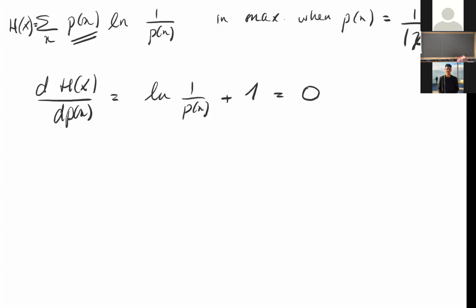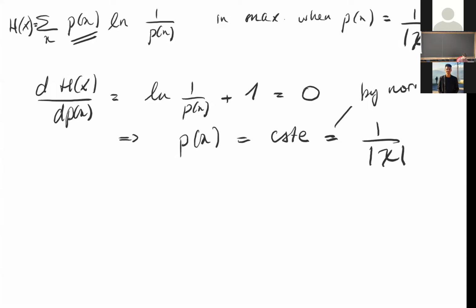And what does it tell you? It tells you that p of x is a constant. And this constant has to be this by normalization. Is it clear for everyone?